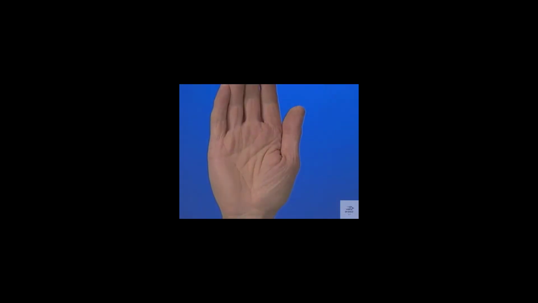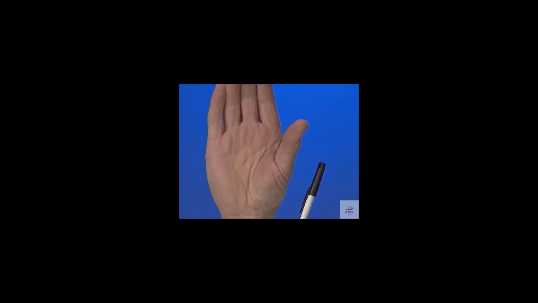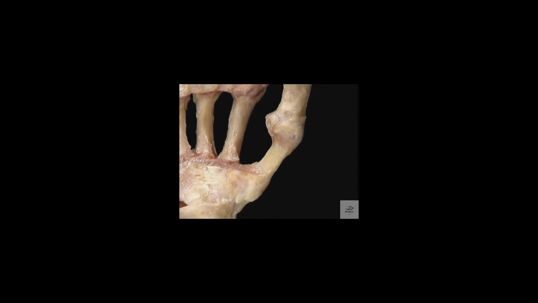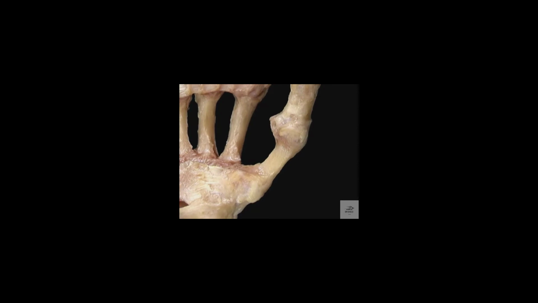As it makes these movements, the first metacarpal also rotates around its own long axis, as the pen is doing. When it's abducted and flexed, it rotates medially. When it's adducted and extended, it rotates laterally. This rotation can't happen in isolation, but only as part of those other bigger movements. It happens because of the curious and complex shape of the CMC joint surfaces.